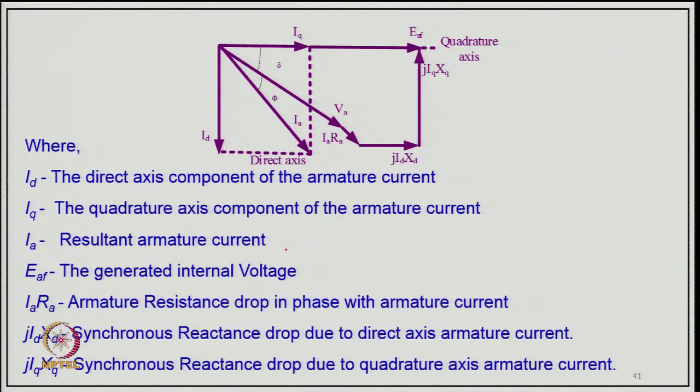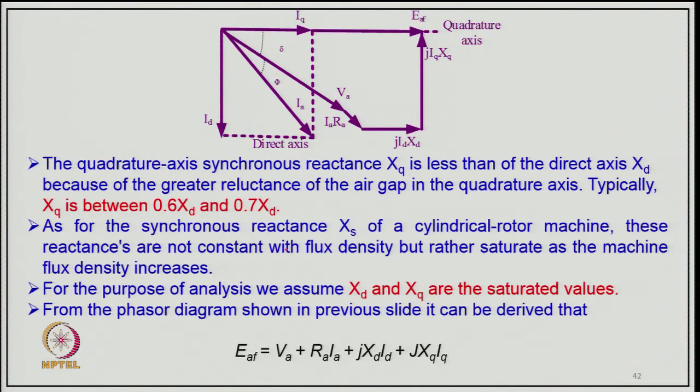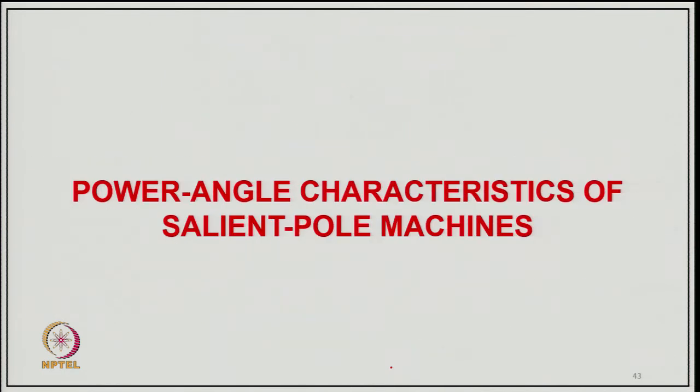So, this is the same phasor diagram where all the quantities are defined here, and typically the relation is that Xq is lower than Xd, about 0.6 to 0.7 or so, and the induced EMF equation comes from the phasor diagram: Va plus Ia Ra plus jXd Id plus jXq Iq.